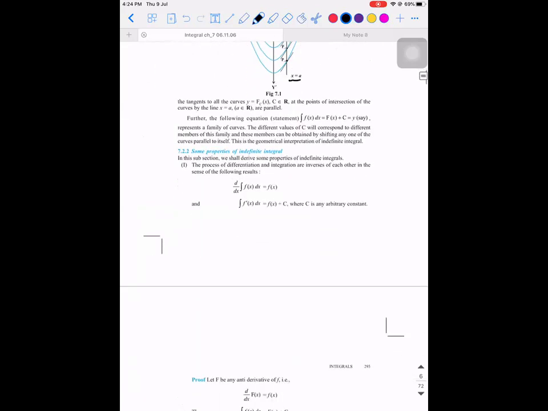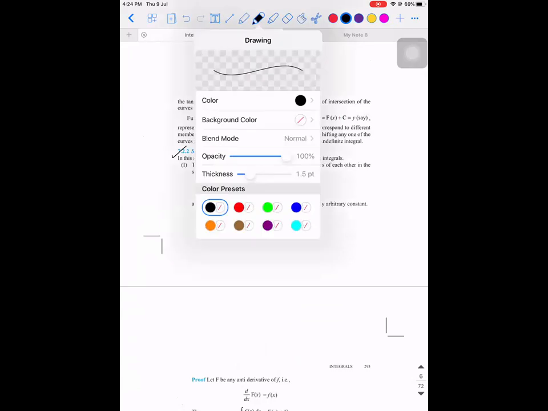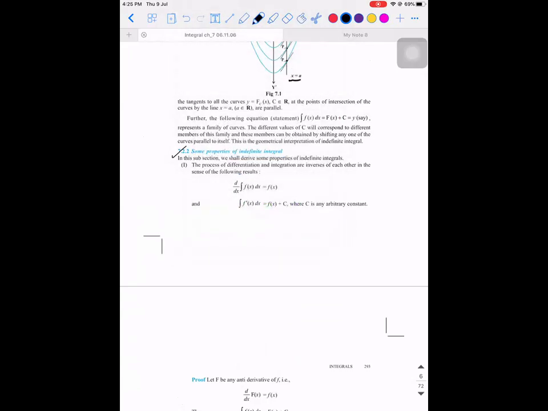Okay. Next, write down this one: some properties of indefinite integrals. So what are some properties that we are going to see? Integral of f of x dx. If you differentiate the integral, what do you get? You get the function which is being integrated. So you get the function inside the integral. Are you able to understand this point?